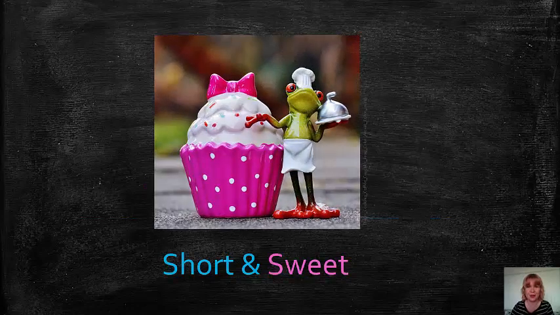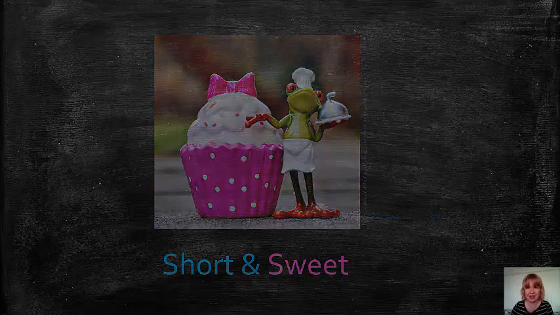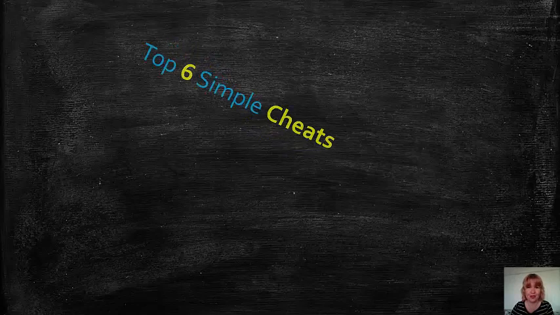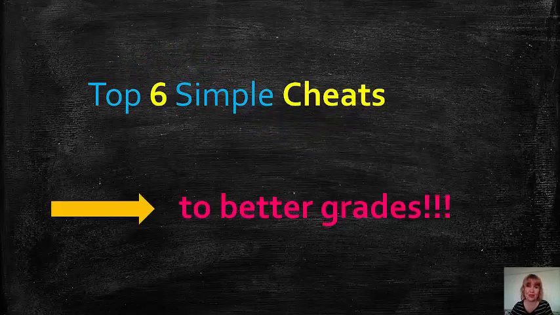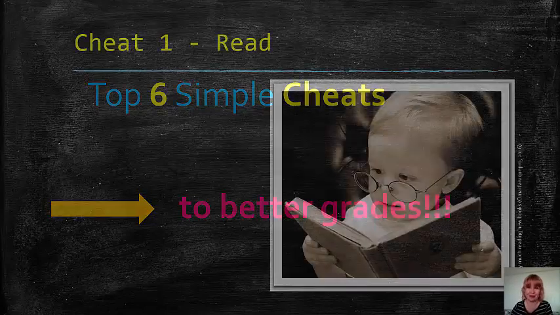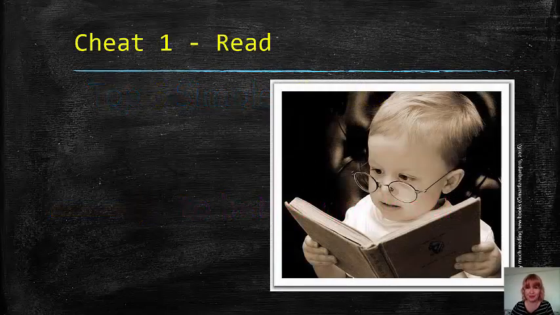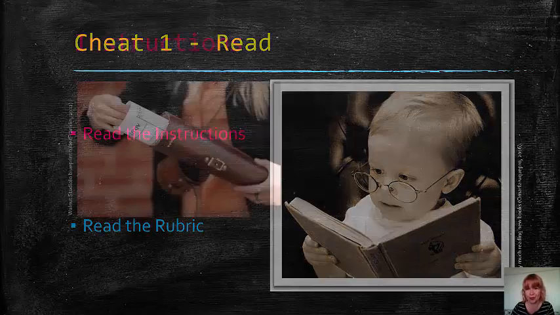This is a super short and sweet video that's going to share with you the top 6 simple cheats to getting better grades and helping support you with your academic writing. So cheat number 1 is to read the instructions and read the rubric.